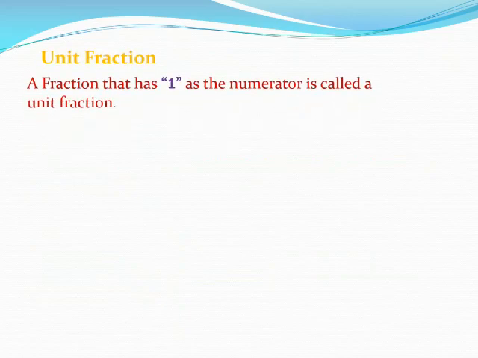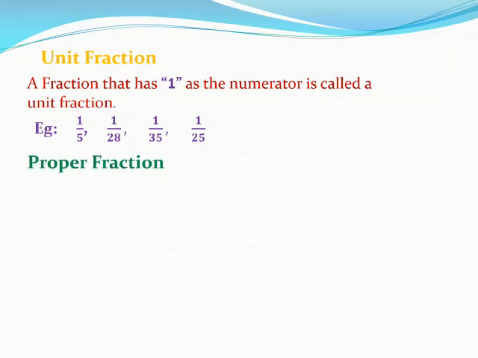Now let us see what a unit fraction is. A fraction that has 1 as the numerator is called a unit fraction. Let us see some examples. 1 by 5, 1 by 28, 1 by 35, 1 by 25.